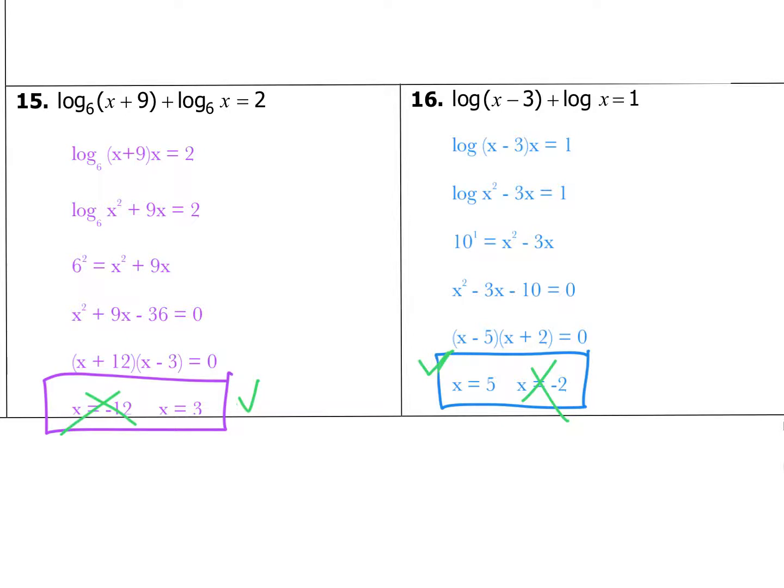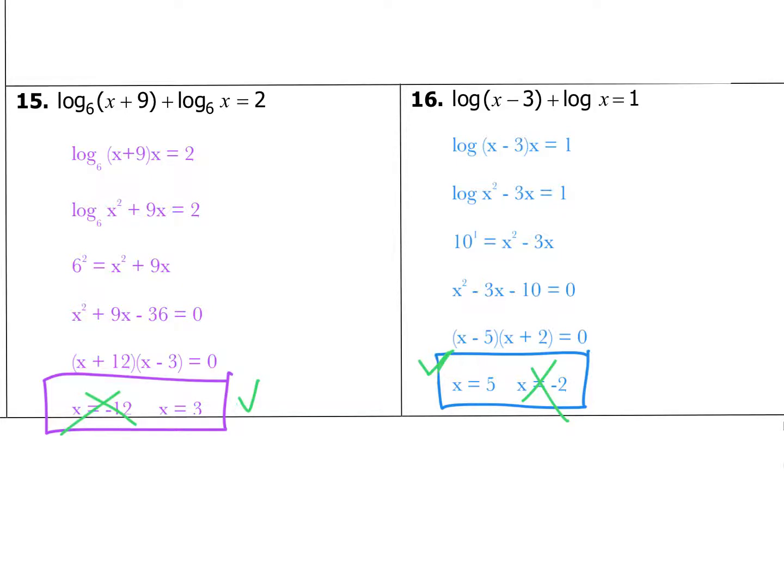Alright, so for number 15, hopefully you're able to find that x equals 3. When you solved it out, x equals negative 12 and x equals 3 are solutions to that quadratic. However, when I plug negative 12 back in for this log, I can't have a negative log. So only x equals 3 is my solution. Same thing happened over here. X equals 5 is my only solution. I did end up with x equals negative 2 as a solution to this quadratic, but I can't have a negative log. So when I plugged that in, I was able to eliminate that. So if you got those answers, go ahead and move on. If you didn't, I'll explain it now.